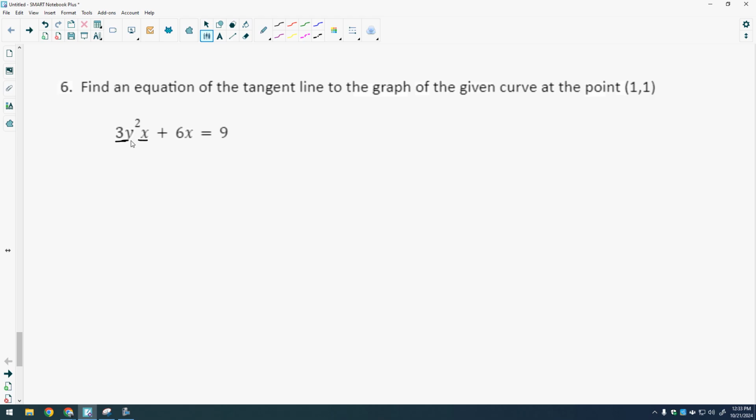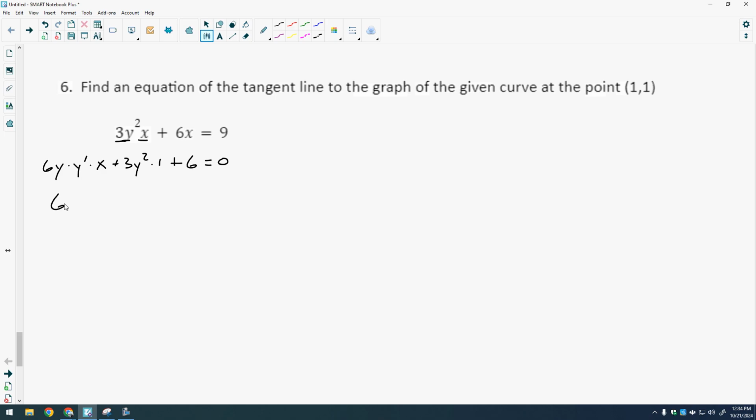I have implicit differentiation because I have x's and y's all going on at the same time. So the derivative of 3y squared is 6y times y prime. 3 times 2 is 6, leave the y alone, multiply by the derivative of the inside function, which is y prime. Again, going back and talking through product rule: derivative of the first times the second, plus the first times the derivative of the second, plus the derivative of 6x, which is 6. The derivative of 9 is 0.